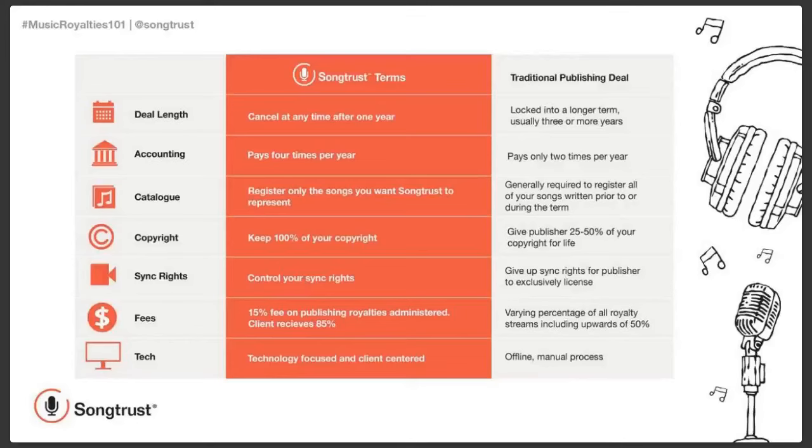And that is only the publisher's share. You would receive your writer's share directly from your PRO. We have a flat fee, which is $100 per writer. And that's just a one-time fee for your initial sign up. And going forward, there would only be that 15% operational fee.